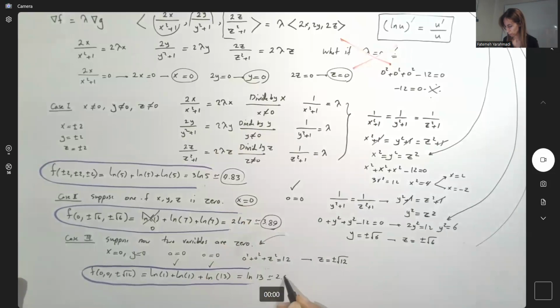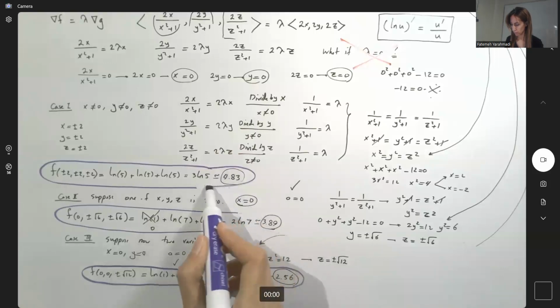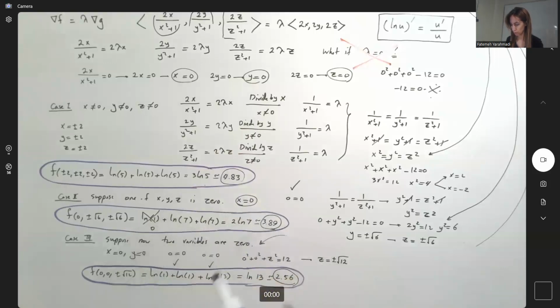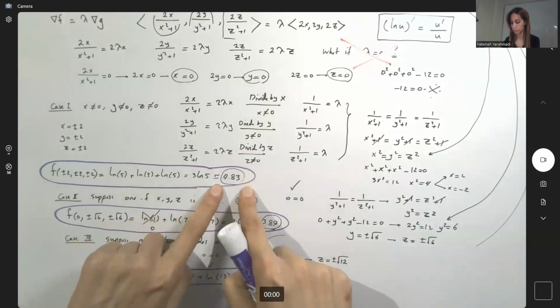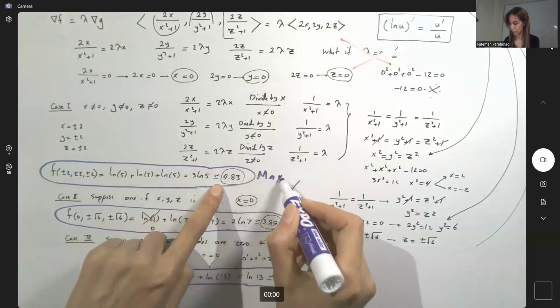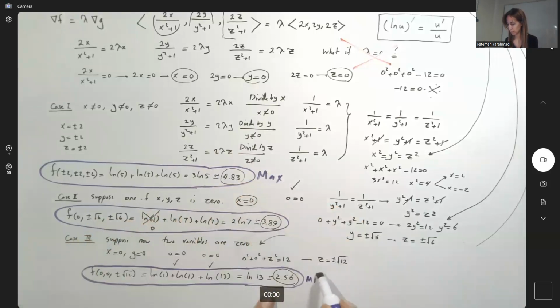So which one is the minimum value? Which one is the maximum value? Just comparing the numbers. Your maximum value is going to be 4.83. This is your maximum value. The minimum value is this value.